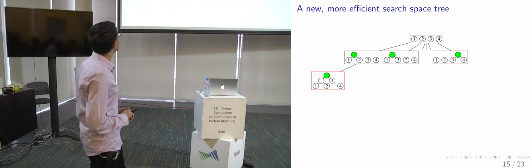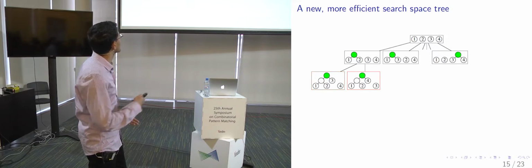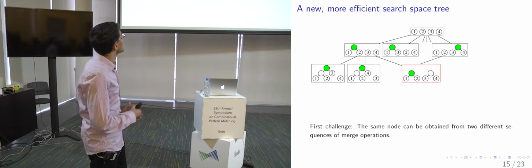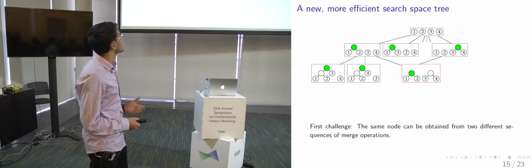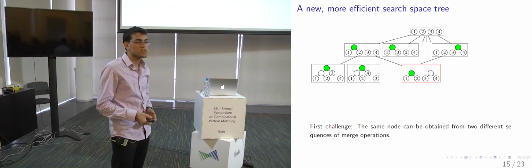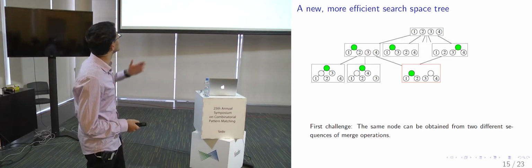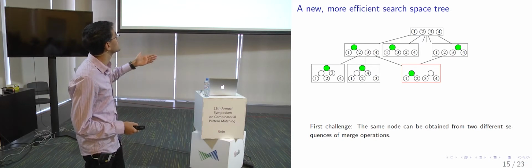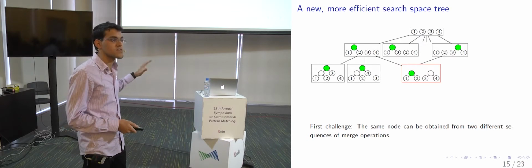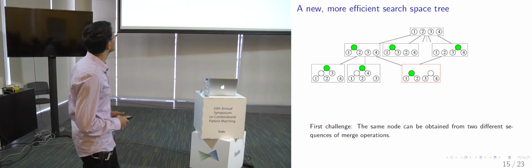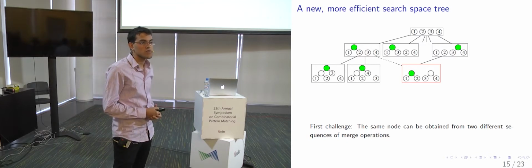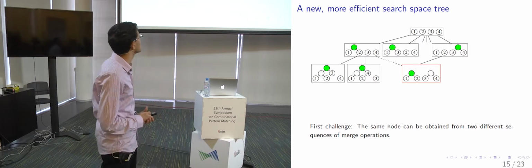Okay, so another level maybe. We merge with 3, we merge with 4, and then we merge 3 and 4. And in the other direction, we merge 1 and 2. So here we have our first challenge: we can get the same node from two different sequences of merge operations. In this example, we merge 1 and 2 and then 3 and 4. In the other direction, we merge 3 and 4 and then 1 and 2. So this is not a tree yet. This is just what we call a search space graph. We'll show a canonical representation for the search space tree nodes to actually make it a tree.